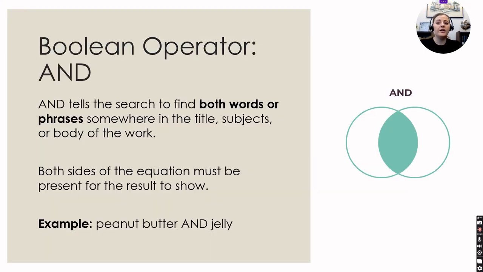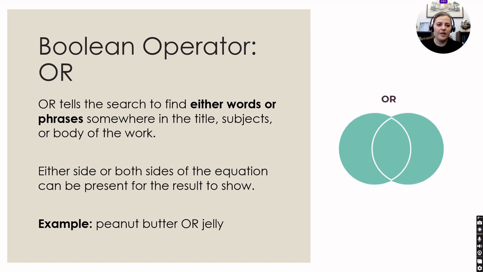Our first operator is the Boolean operator AND. The AND tells the search to find both words or phrases somewhere in the title, the subjects, or the body of the work. Both sides of the equation must be present for that result to show. For example, if we're looking up peanut butter AND jelly, I'm only getting results that have both peanut butter mentioned as well as jelly mentioned.